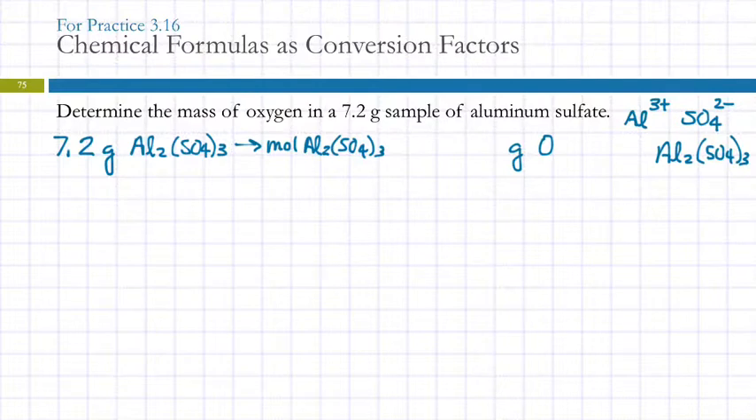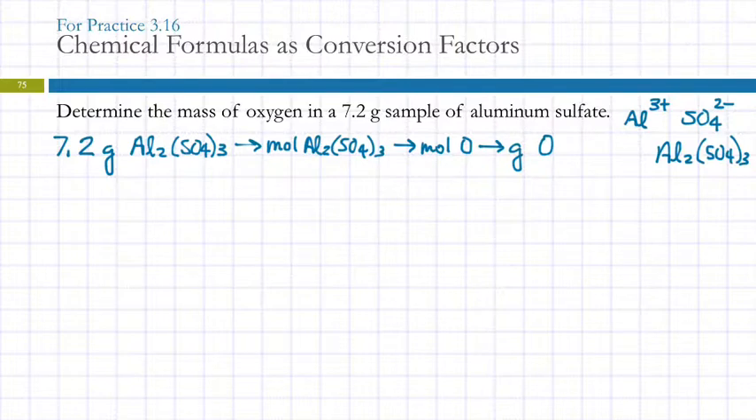And what we just looked at is that by looking at this chemical formula, we have a relationship between moles of compound and moles of oxygen that is within the formula itself. So we can convert to moles of oxygen, and then using the molar mass of oxygen, we can convert to grams of oxygen. Any questions?